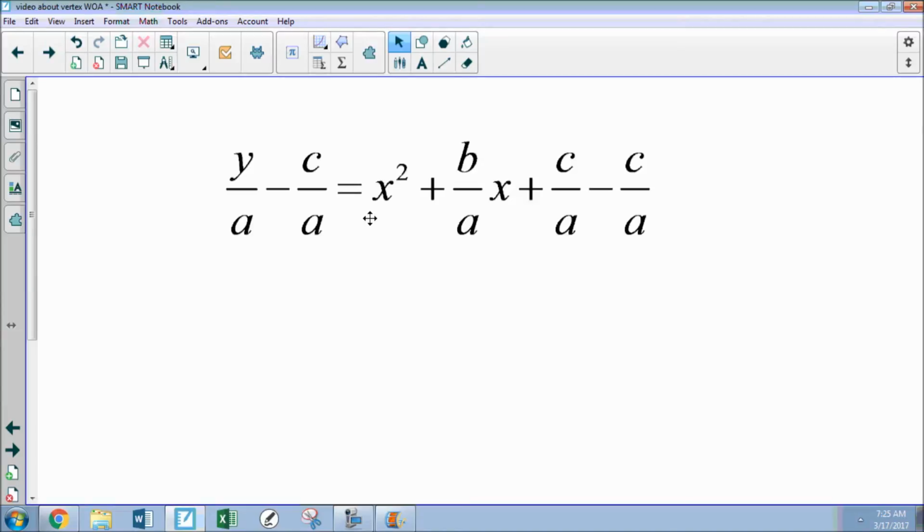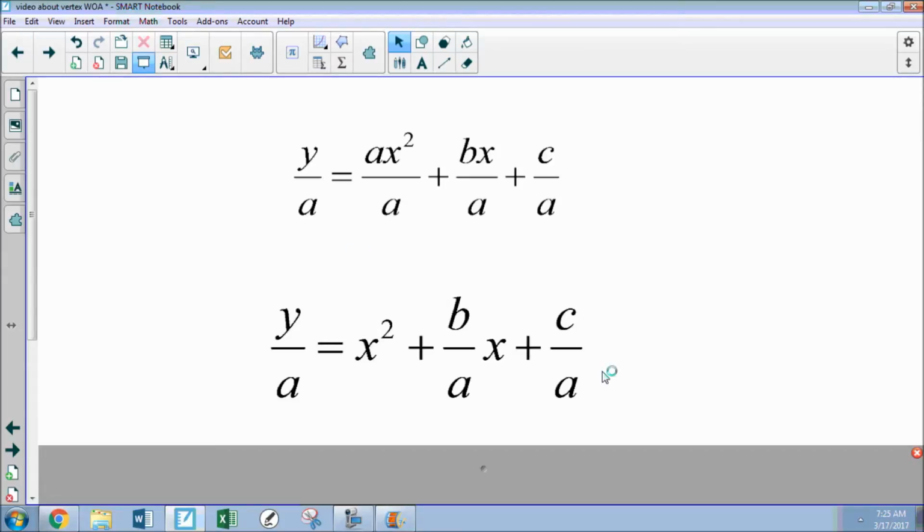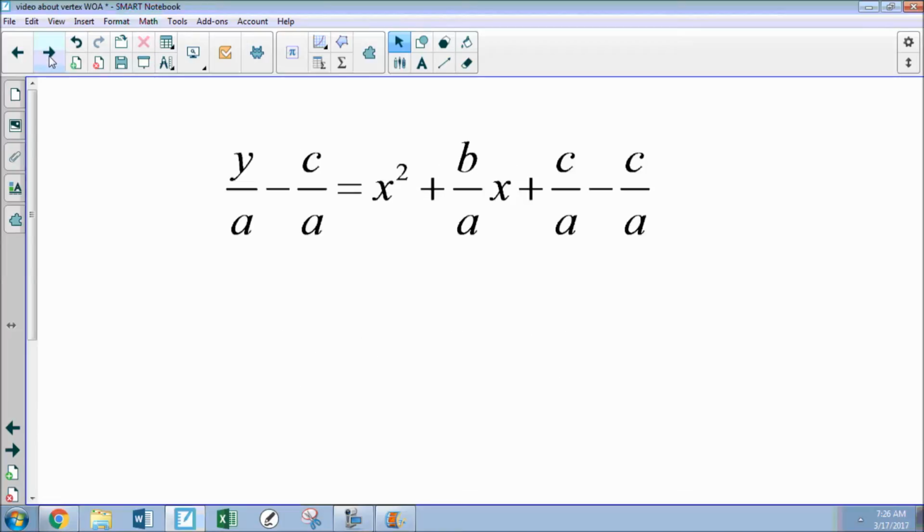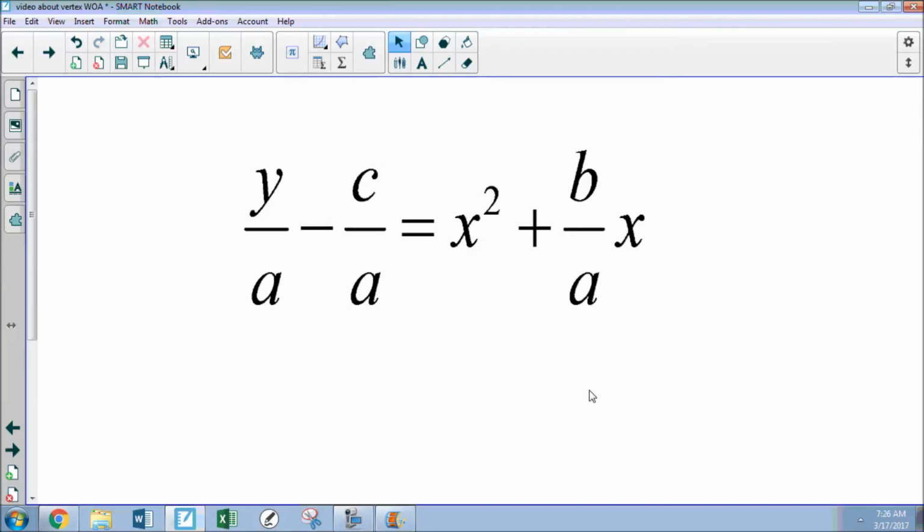So next what we would have to do is get the x squared plus b over ax all by itself, because what we're trying to do, remember, is get everything away from this part that we want to complete the square. Therefore, we are subtracting this c over a from both sides of our equation. Keep in mind we had the plus c over a, and we wanted to get rid of it. So when we subtract c over a from both sides, we end up with this equation, y over a minus c over a equals x squared plus b over ax.